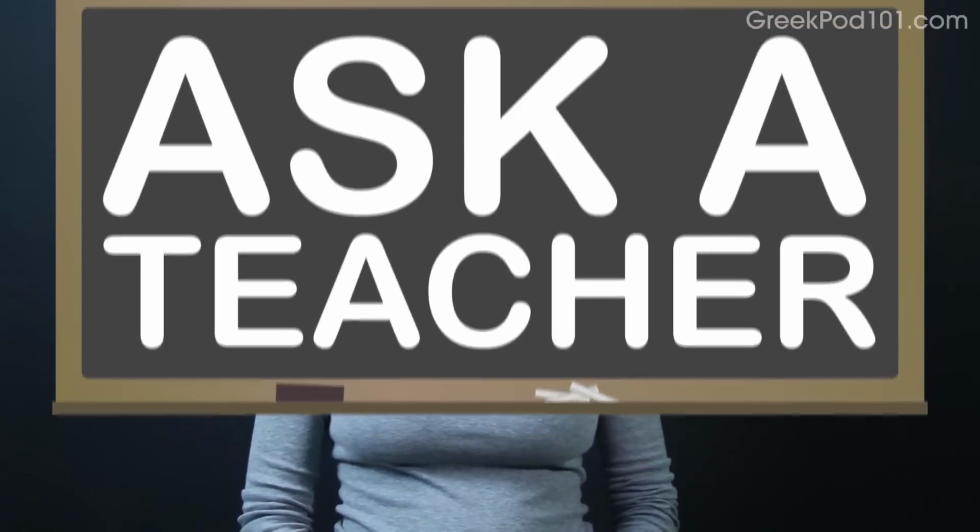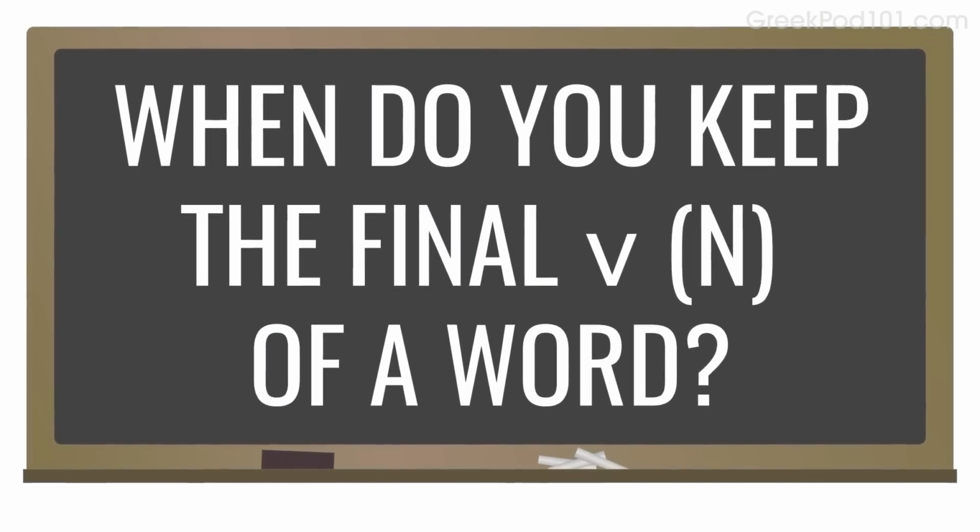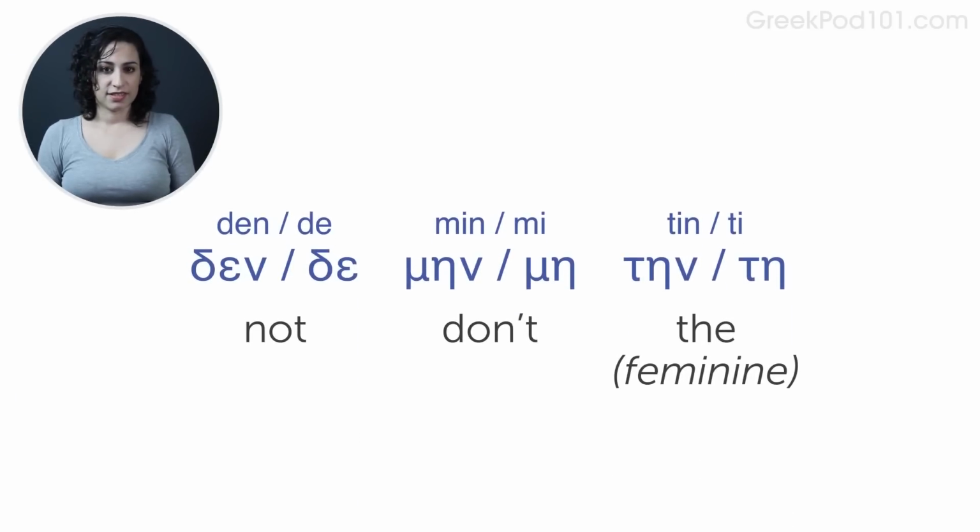Hi everybody, Stefania here. Welcome to Ask a Teacher, where I'll answer some of your most common Greek questions. The question for this lesson is, when do you keep the final ni of a word? Many students get confused when they see some Greek words that end in ni, sometimes omitting that final ni. For example, then and the, not. Mean and me, don't. Tin and ti, the, and so on. So they ask me why this happens. I will explain the rule behind this in hopes that it will help all of you puzzled learners of Greek.